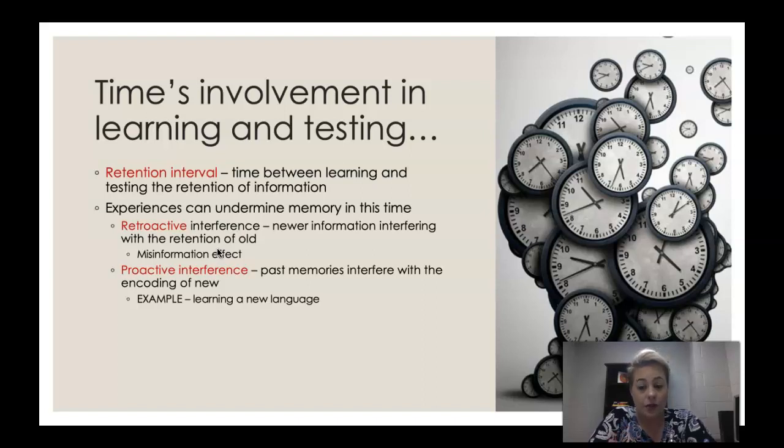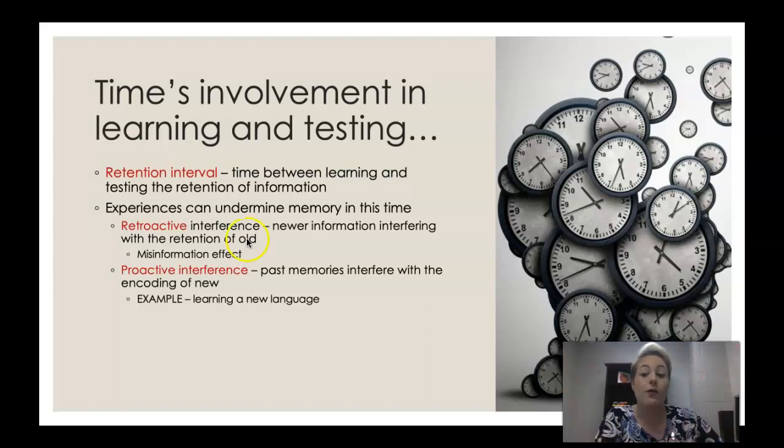For example, retroactive interference. Retroactive interference is when newer information interferes with the retention of old. Think retro, retro meaning old. That's what's being interfered with. We're going to talk about the misinformation effect on the next slide, but it's new information interfering with the old. If you learned psychology on Sunday and you decided to watch your lecture at the beginning of the week, but then you had sociology on Tuesday, and all of a sudden you took your sociology class and you were like, why can't I remember my psychology information from Sunday? That is because that new information is interfering with the old.